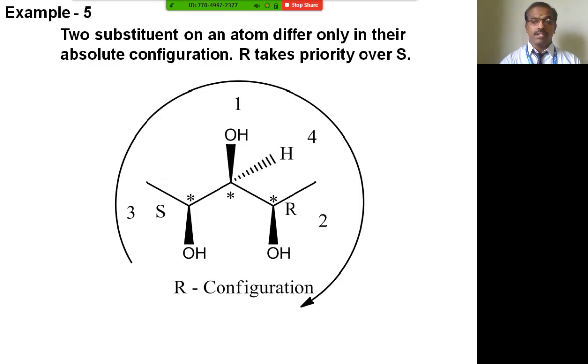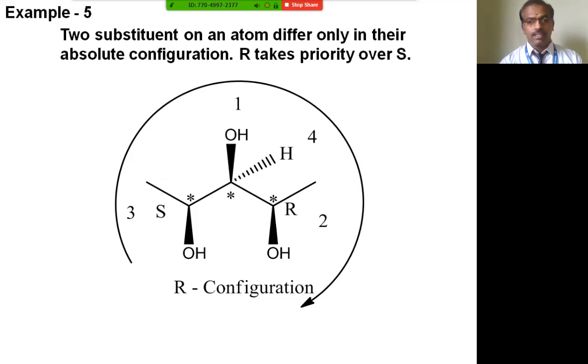So how are we going to prioritize? R always takes the priority, because both are the same. The R configuration takes priority, followed by the S configuration. So you can see the OH group is number one. Next is the R configured chiral carbon, which takes position number two. Then the S configured chiral carbon is three. The hydrogen is on a dashed bond, so it is the lowest priority. The direction is clockwise, so we are giving the R configuration.